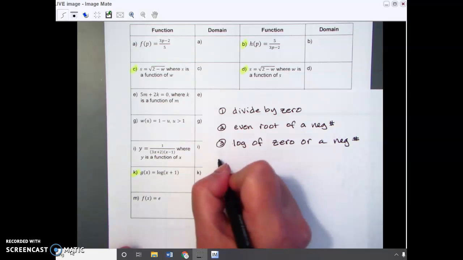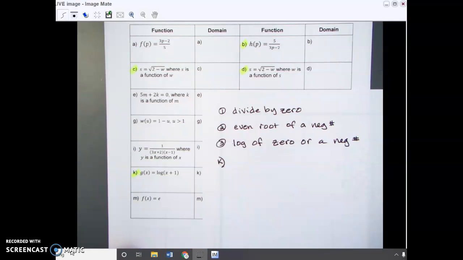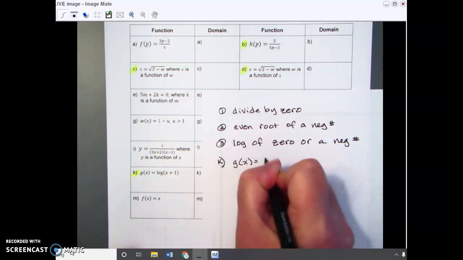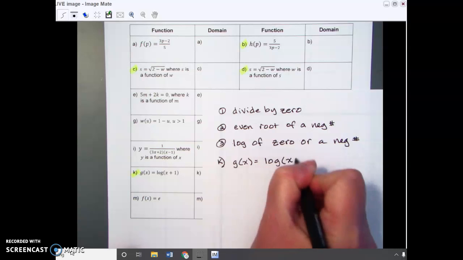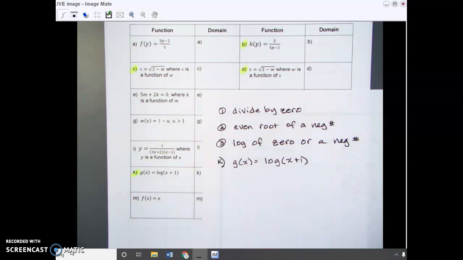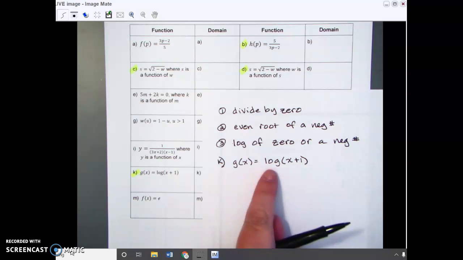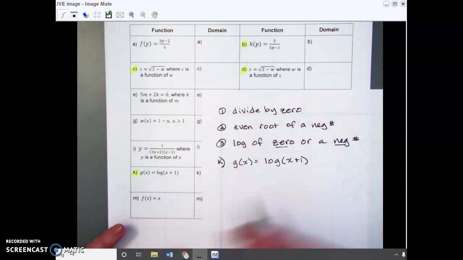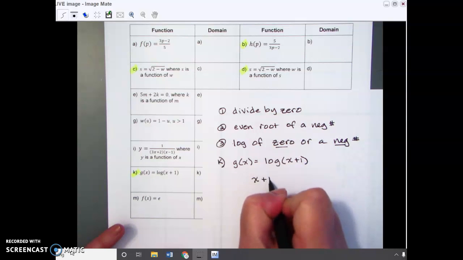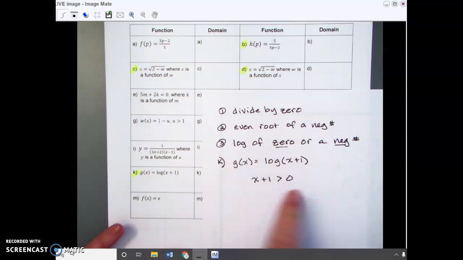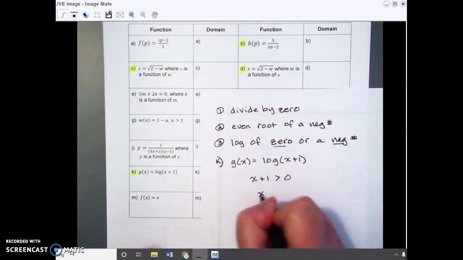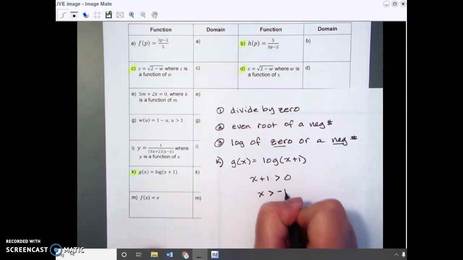So I'm going to start with letter K on yesterday's homework. And it talks about g of x is equal to the log of x plus 1. So we would normally say the set of all real numbers, but because we have a log in here, we need to make sure that what we take a log of is not 0 and is not negative. So we need to make sure that x plus 1 is going to be greater than 0, so that it's not 0 and it's not negative. So that means that x needs to be greater than negative 1.